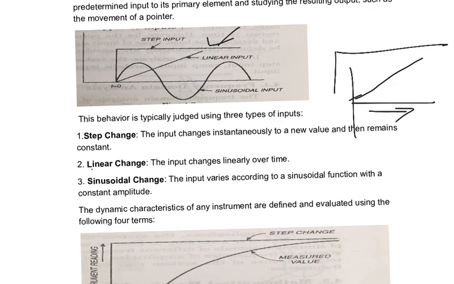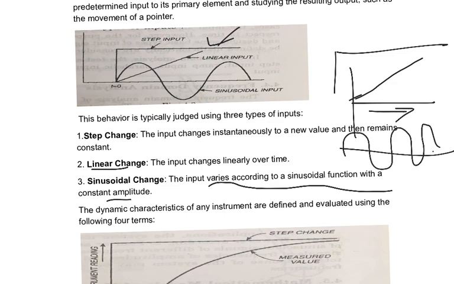That is called as linear change. What do you mean by sinusoidal input? The input varies according to the sinusoidal function with a constant amplitude. So you can see here this is called as sinusoidal. These are the 3 inputs. By giving these inputs we will observe the output.